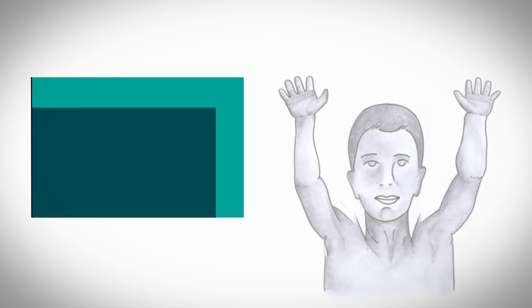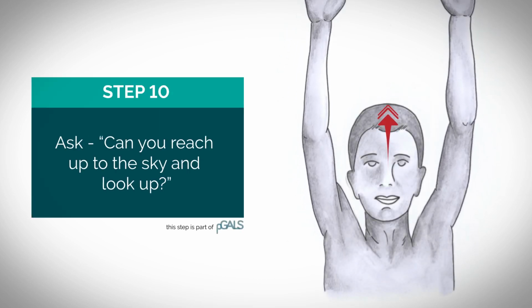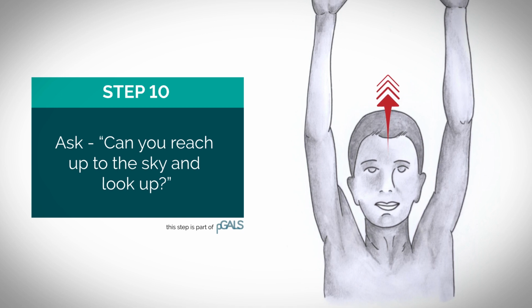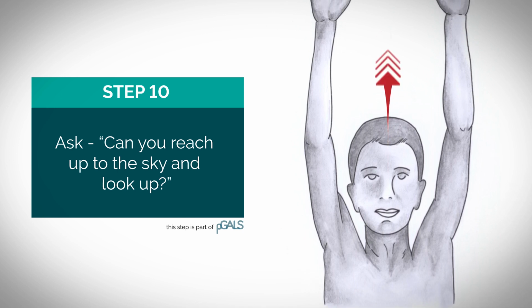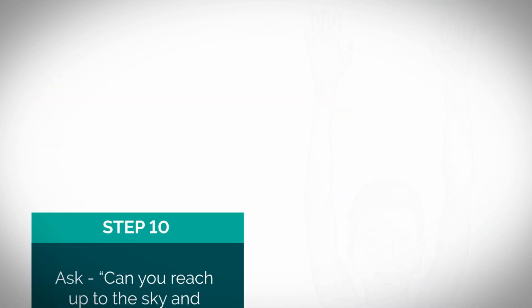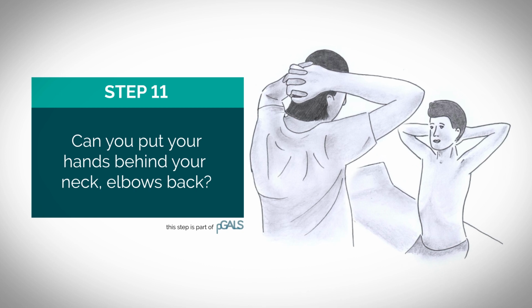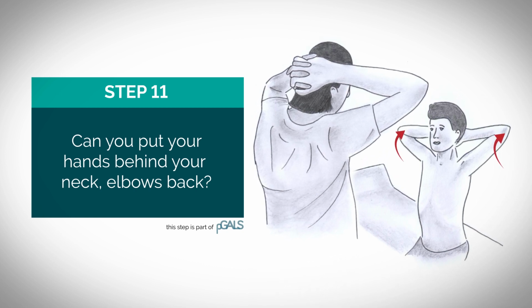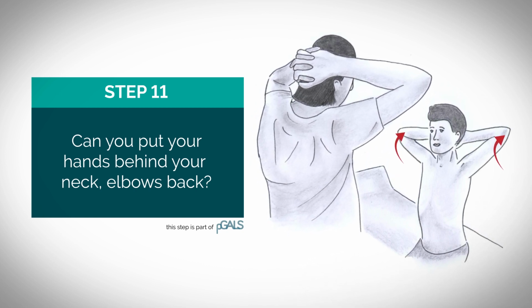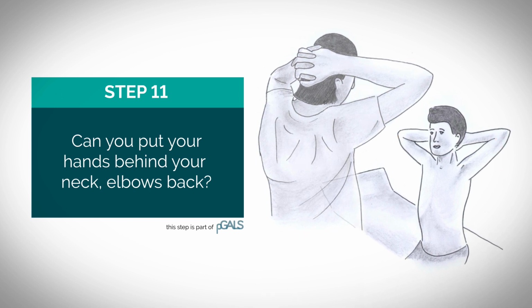Ask the child to reach their arms up in the air and look up to the sky. Again, look for any reduced range of movement or an inability to lift the arms against gravity. Ask the child to place both their hands behind their neck with their elbows back, and again check for range of movement or a weakness that may indicate an inability to move the arms against gravity.